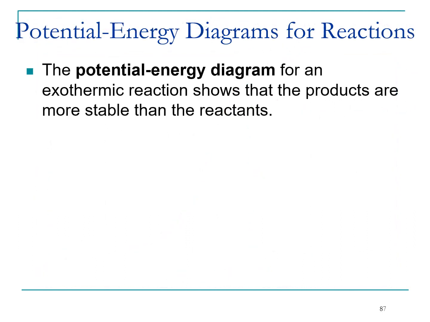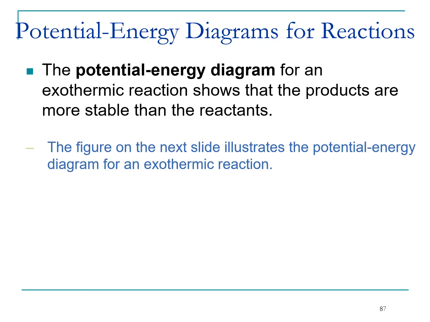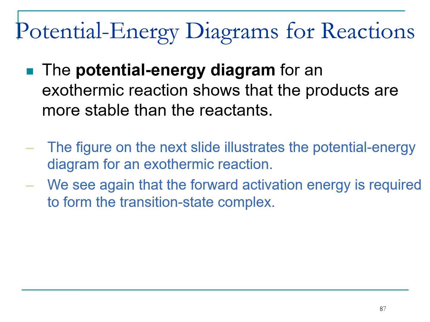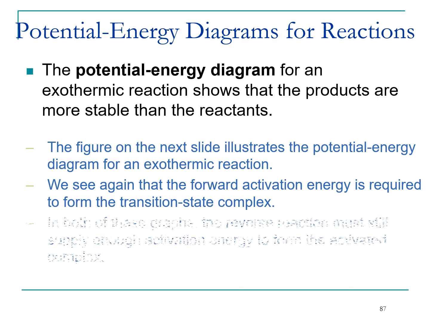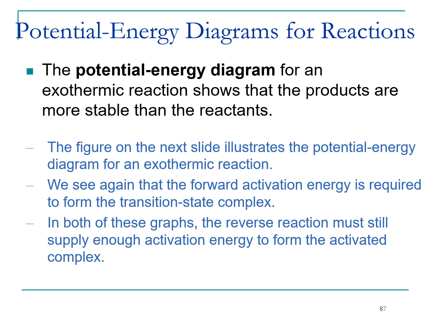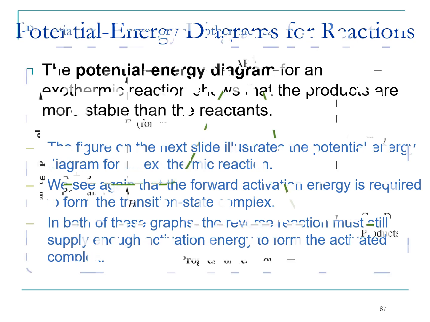So that's called a potential energy diagram. If we wanted to see an exothermic reaction, you would see that the products are more stable than the reactants. And so the next slide will show us that. Again, we see that the forward activation energy is still required. So there's still some energy that's required to get over the hump, even for an exothermic reaction. And so let's look at that.